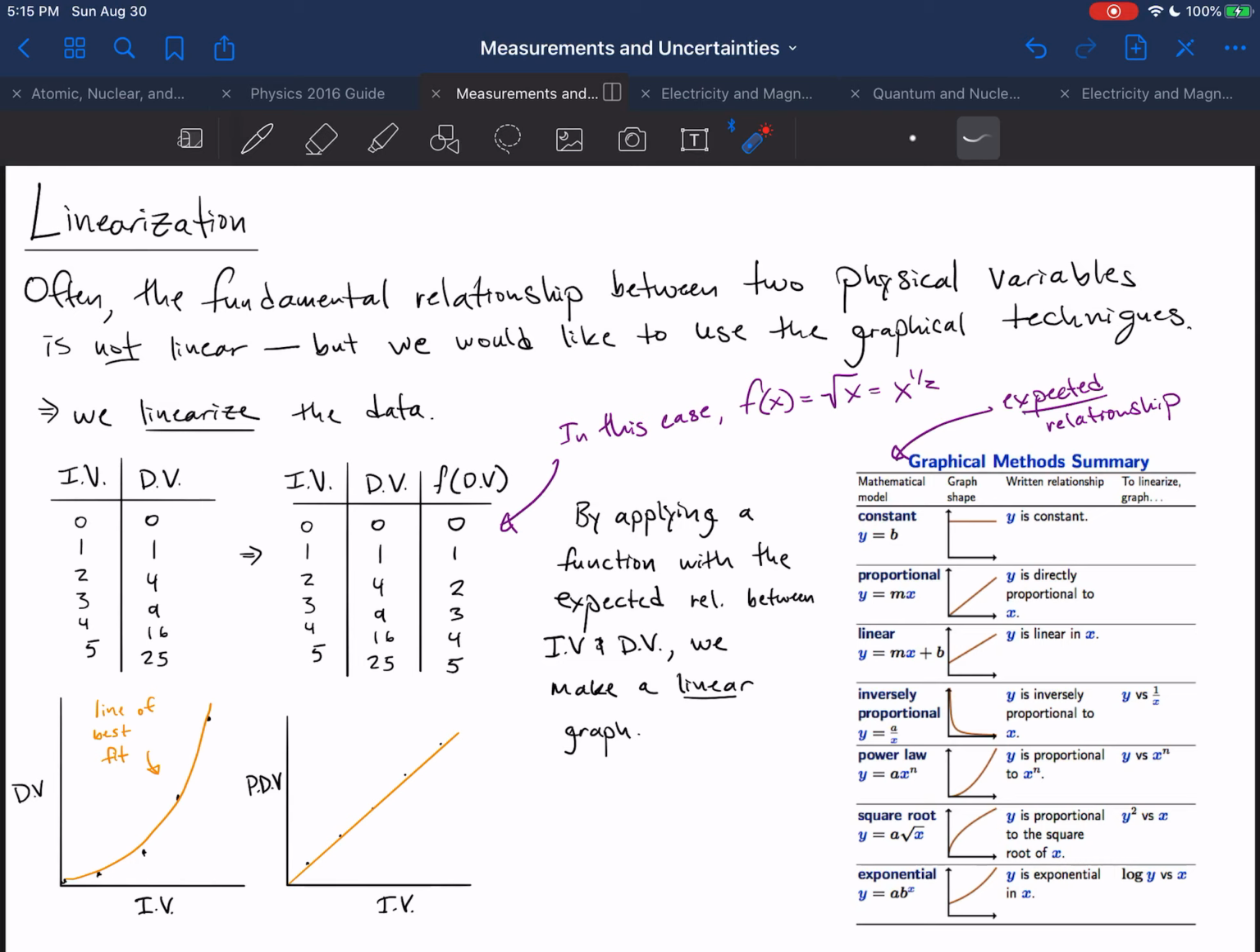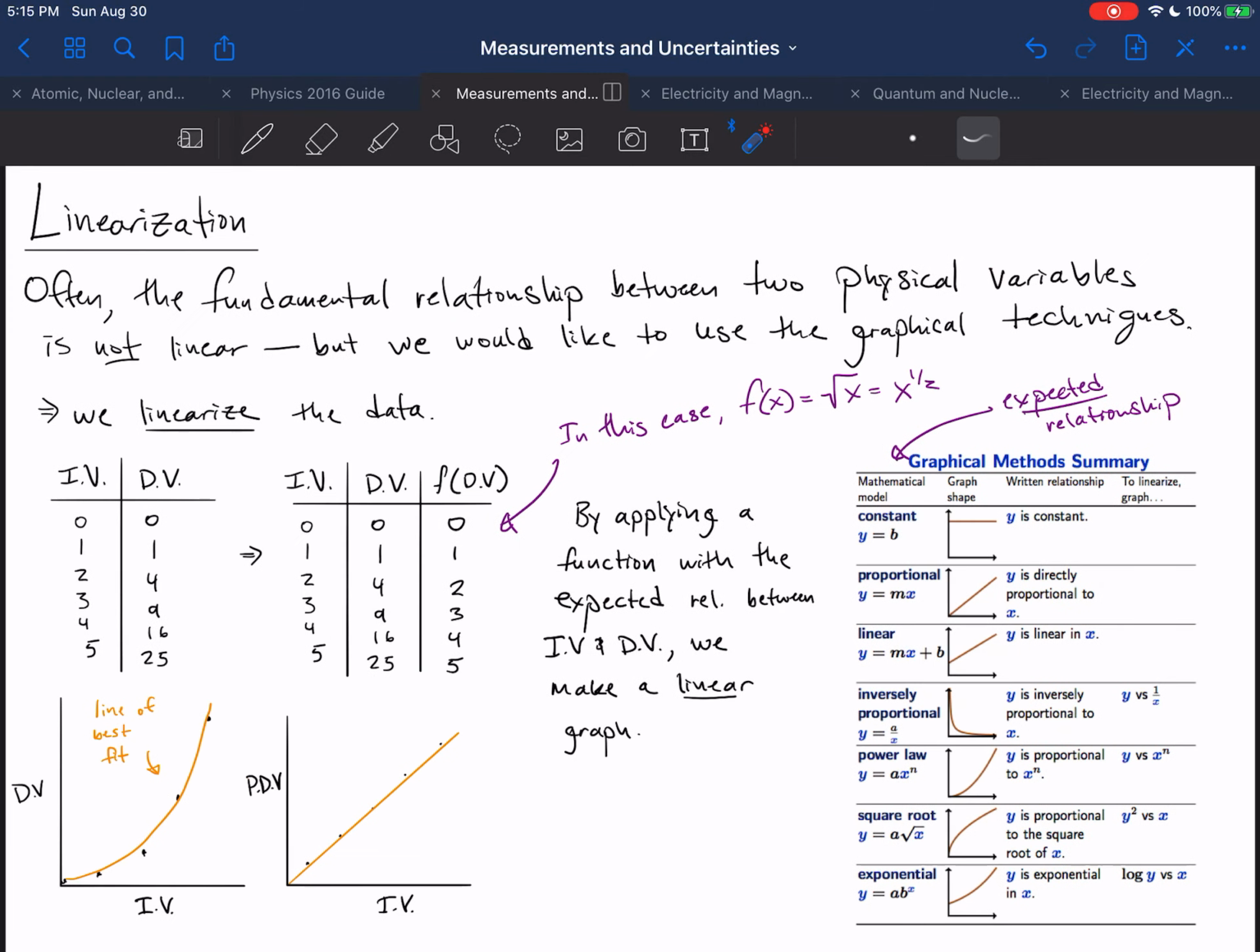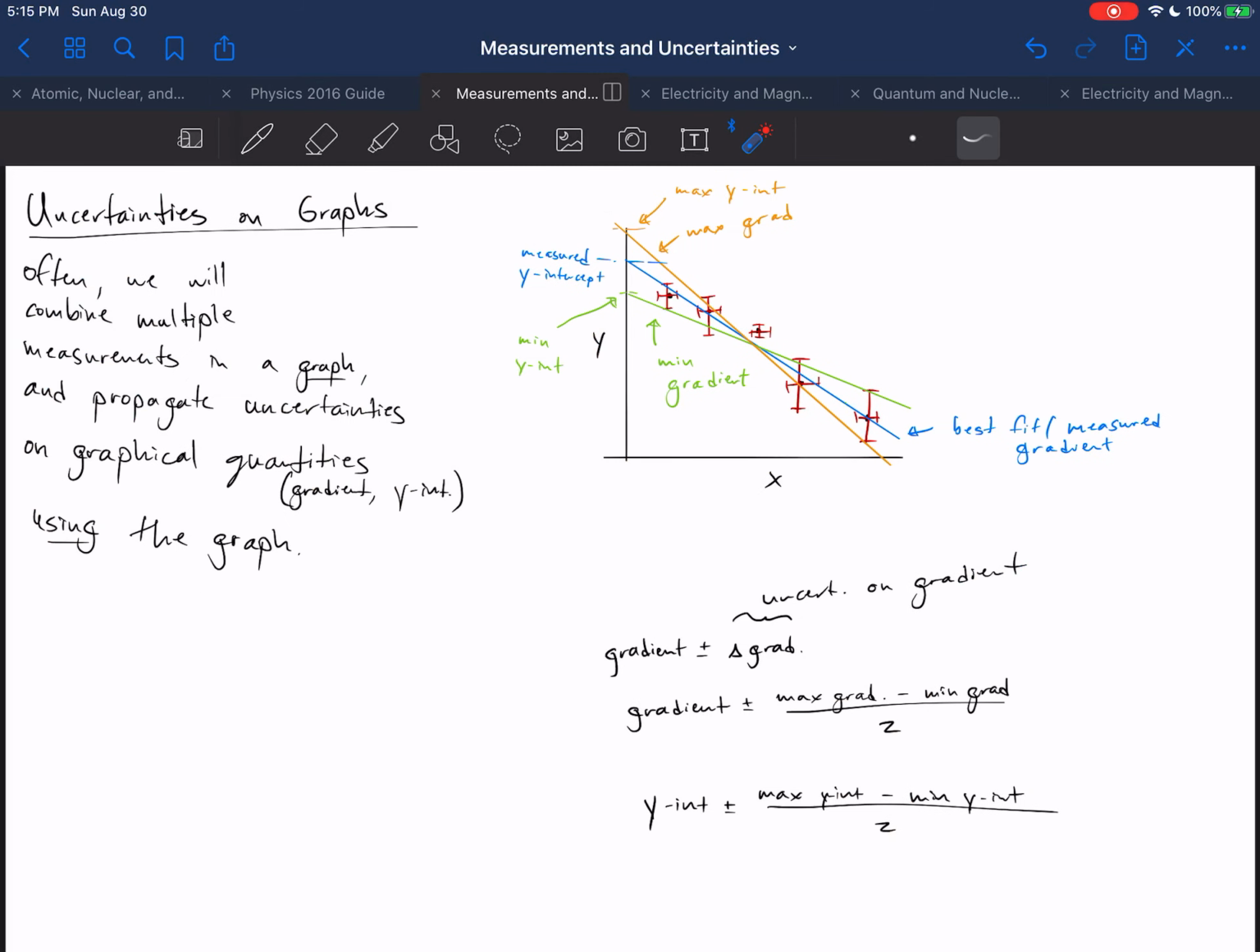You graph your line of best fit, in this case a curve, and sure enough, it's a quadratic or a parabola. Now notice, with this quadratic or parabolic shape, it can be very difficult, and in fact is impossible, to use these techniques, that is, the propagation of uncertainties techniques.